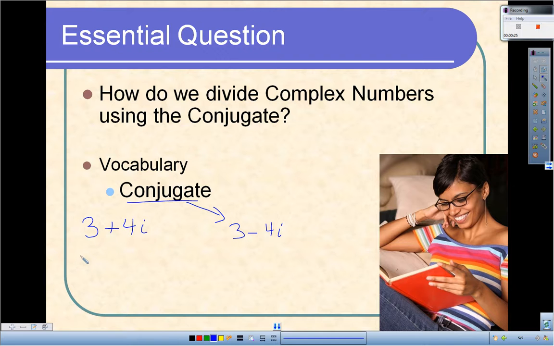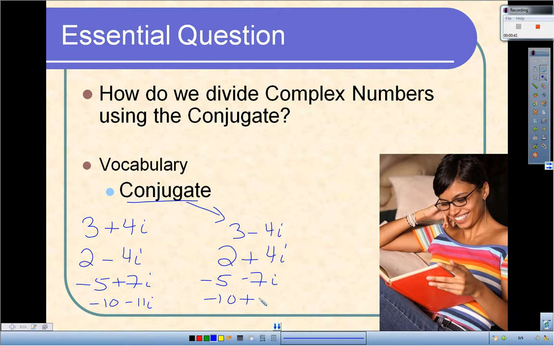So if you have 2 minus 4i, the conjugate would be 2 plus 4i. If you have negative 5 plus 7i, the conjugate would be negative 5 minus 7i. Or if you have negative 10 minus 11i, the conjugate would be negative 10 plus 11i. So the conjugate is just change the imaginary term sign.